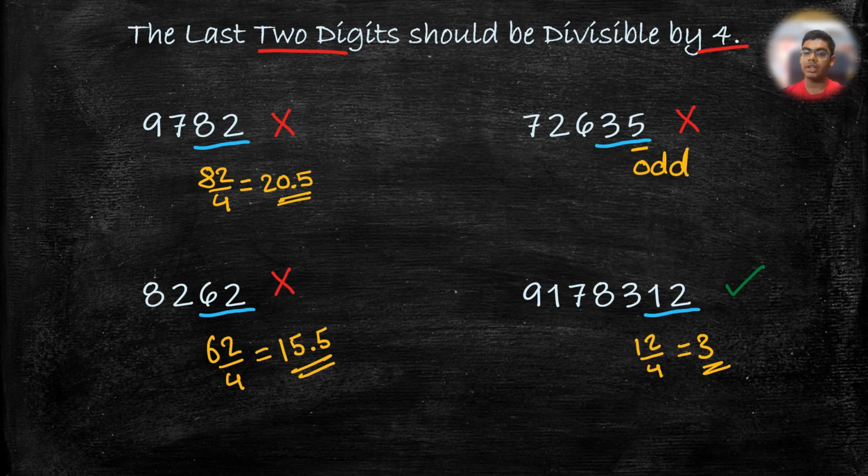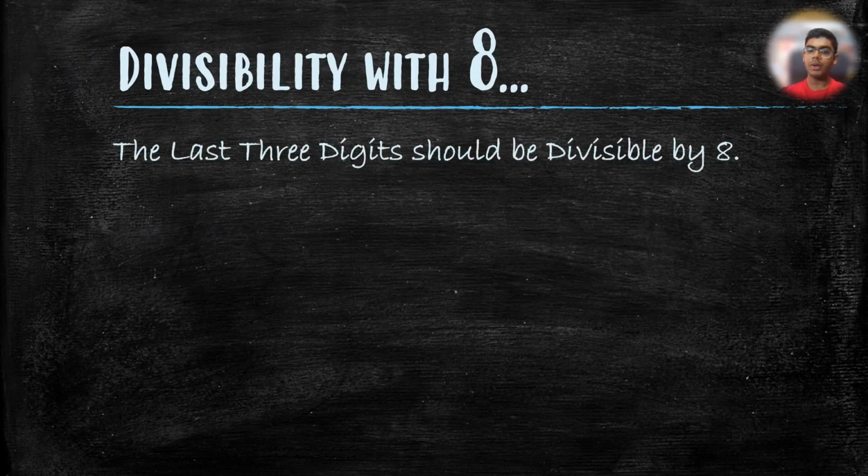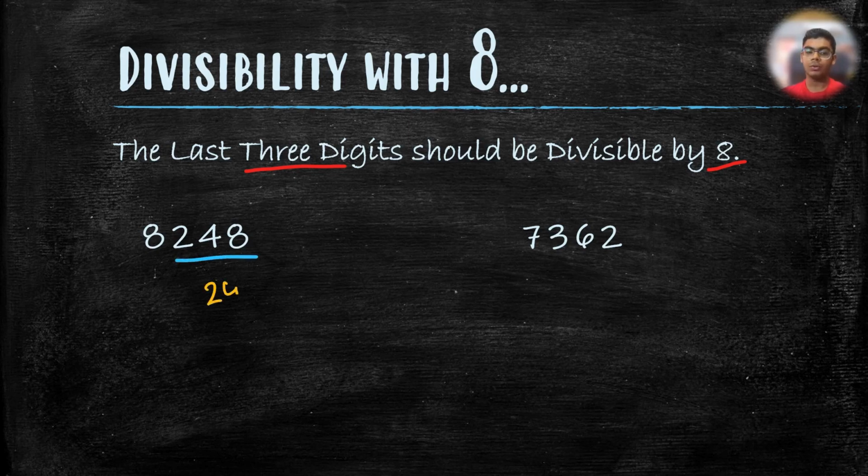Let's have a look at the divisibility with 8. For a number to be divisible by 8, the last three digits should be divisible by 8. For our first example, 8248, its last three digits are 2, 4 and 8. 248 divided by 8 gives us 31, which is an integer. So 8248 is divisible by 8.